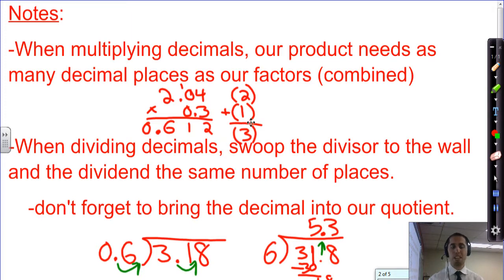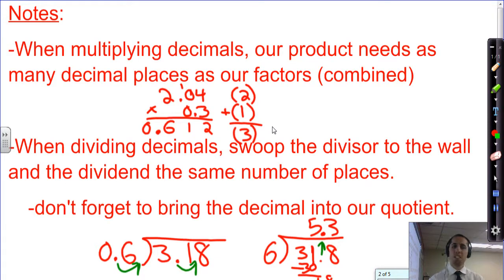What we have to do is we have to find out how many decimal places are in each of our factors. That first number, 2 and 4 hundredths, has 2 decimal places, and 3 tenths has 1 number after the decimal. Add those together, our answer needs to have 3 numbers after the decimal place. And we'll talk in class about why this makes sense. It's a little bit of the commutative property and breaking apart these numbers.